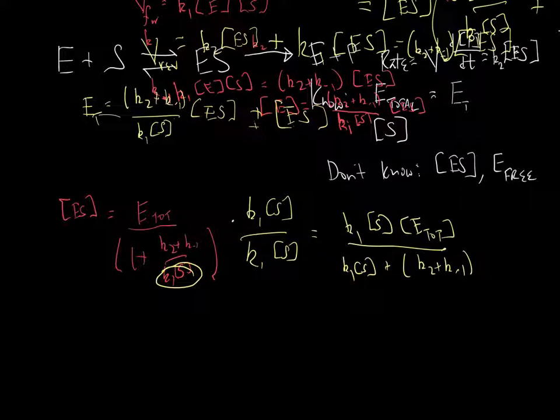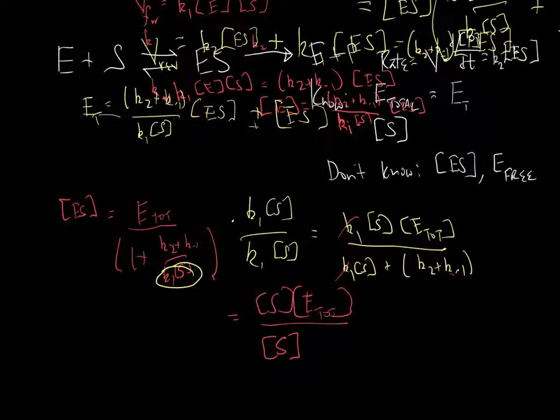The k1s can all cancel, but whenever you do that, this right here turns into the following. To cancel out that k1, we have to divide the k1 there because it doesn't have the k1 on it. And so this becomes S times E total over S plus all of that jazz, k minus 1 divided by k1.